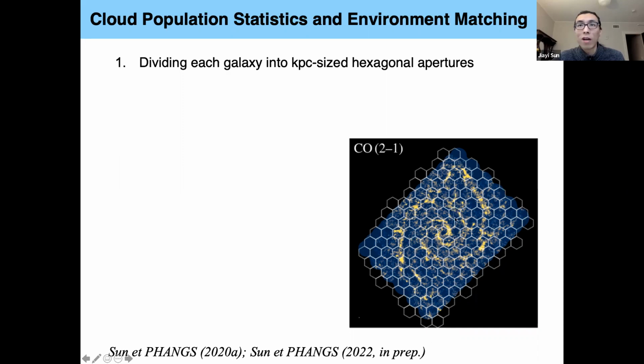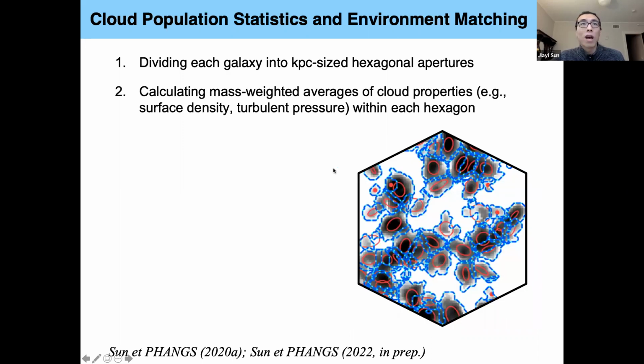So as you see in this plot, each hexagon here represents a kiloparsec-size chunk of a galaxy disk. Within each aperture, we first identify individual molecular clouds from our CO observation, and then we measure essential cloud properties such as surface density and turbulent pressure for each cloud, and then we do a mass-weighted average across all the clouds in that aperture.